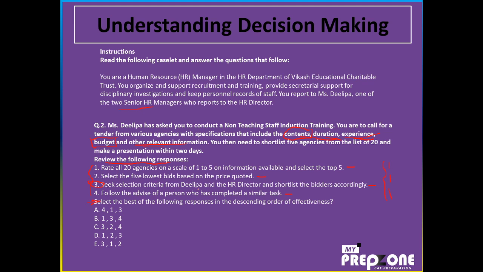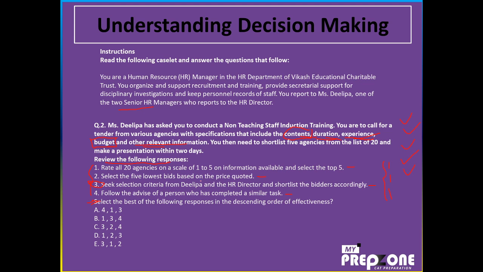Seek selection criteria from Dileepa and the HR director. So far, Miss Dileepa has asked you to conduct a training, and then you are to call for tender from various agencies, and the tender must include some criteria. But you don't know how to shortlist them, which means there is one way that you can do it on your own, and then there is another way in which some more experienced person who has to be responsible for this task can tell you how to do that. Your job is to mitigate the possibility of cross questioning and make the process the most fair and less error prone. This is what makes this third one one of the most important responses. First, you seek the selection criteria from your senior, and then you shortlist the bidders accordingly.